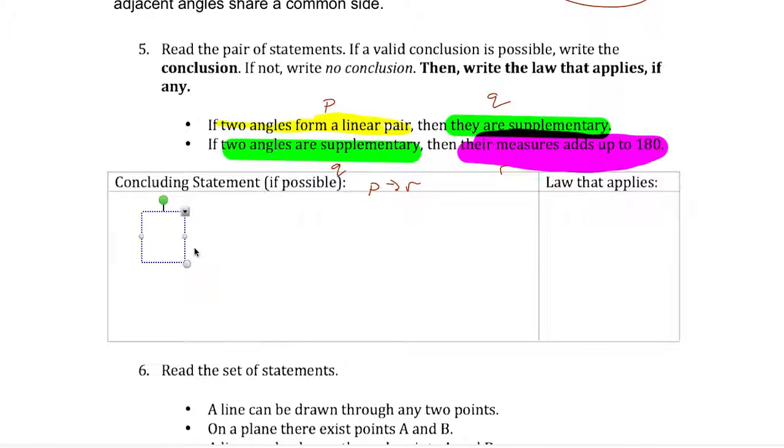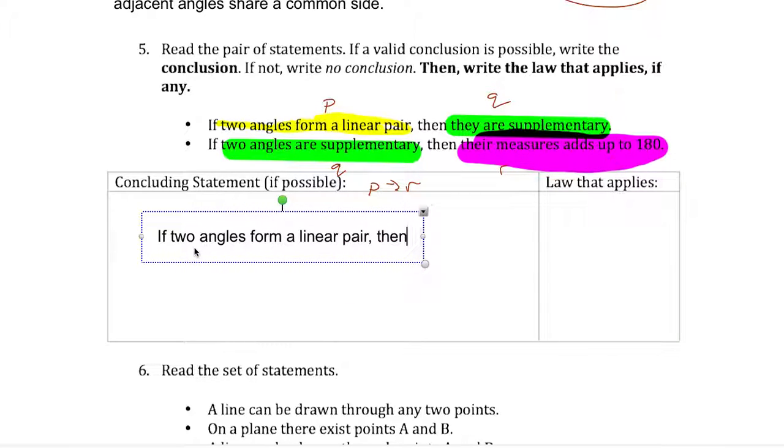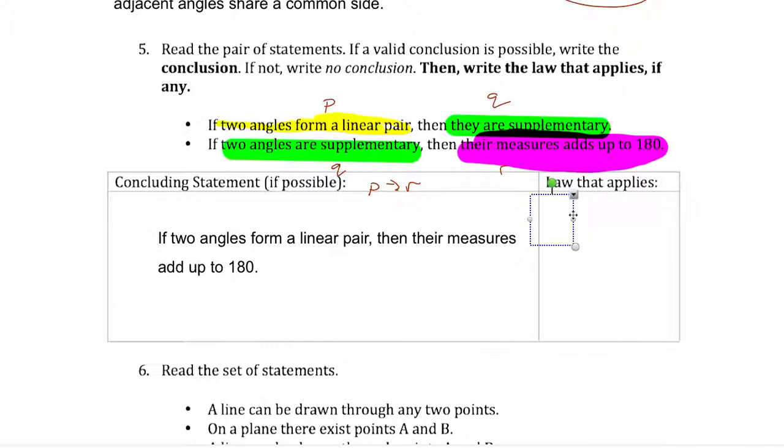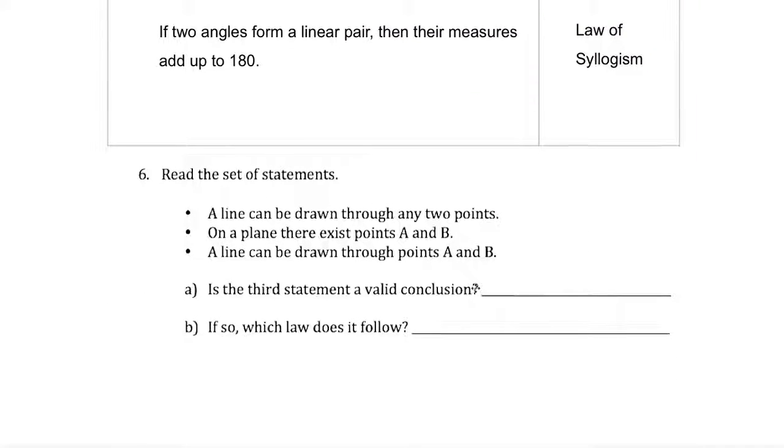So what we would write is if two angles form a linear pair, then their measures add up to 180. And the law that applies there is the law of syllogism. It's just like the transitive property.